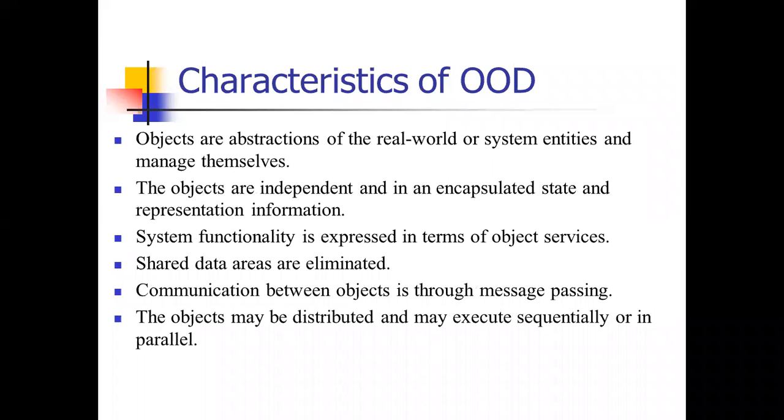Okay, then the characteristics of object oriented design. Objects are abstractions of real world or system entities, and they manage themselves. Objects are real world entities. The objects are independent and in an encapsulated state, and represent information. Objects communicate with each other through message passing. Objects may be distributed and may execute sequentially or in parallel. So these are the characteristics of object oriented design.